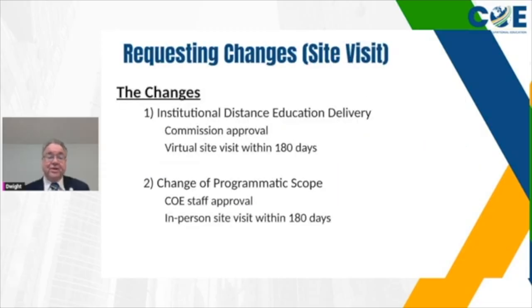Requesting changes that require site visits. Institutional distance education delivery requires commission approval and a virtual site visit within 180 days. The change of programmatic scope is done by staff approval, but still requires an in-person site visit within 180 days of initial approval.